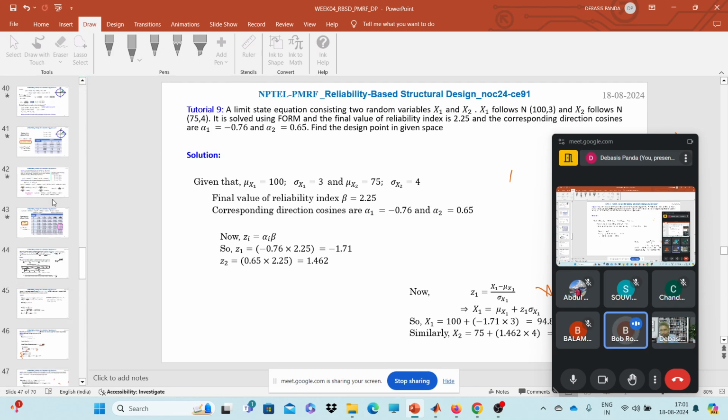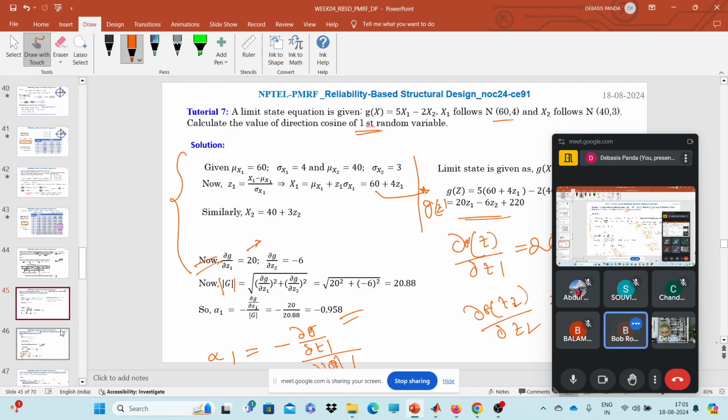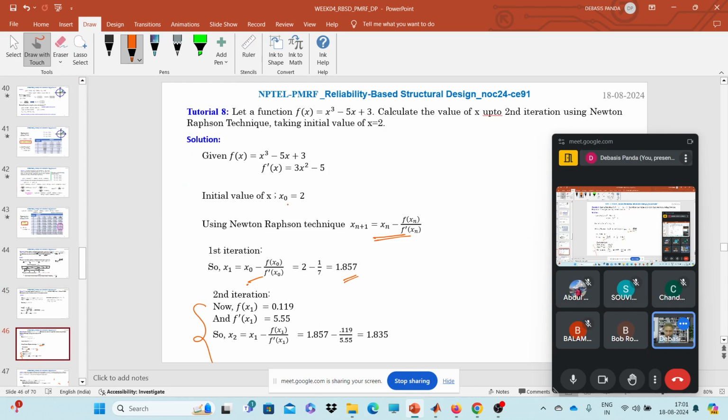Yes, because you have a couple of them in the assignment. So I think this one you can easily get. You have this function, and you can differentiate with respect to this.